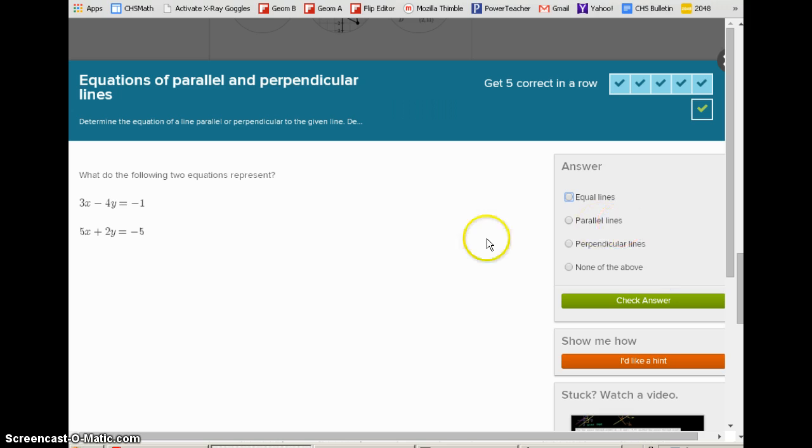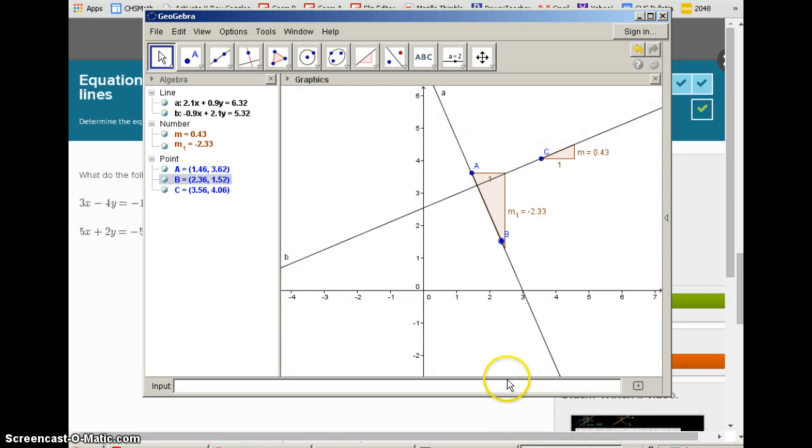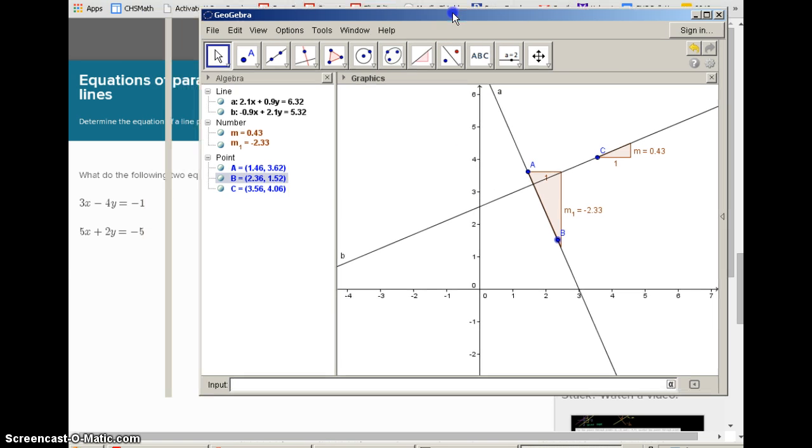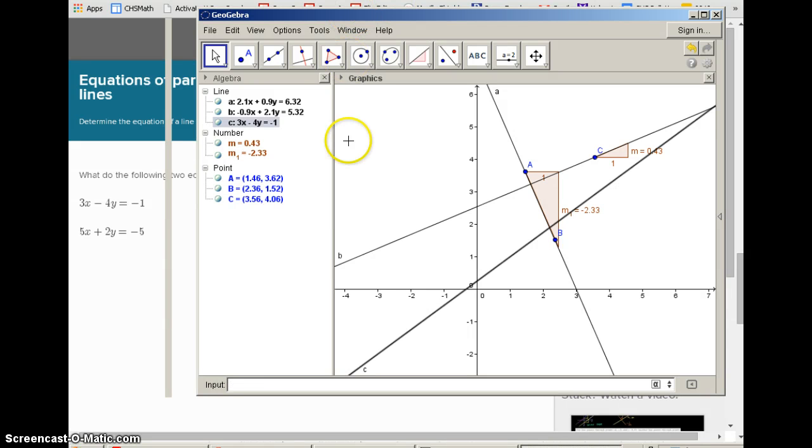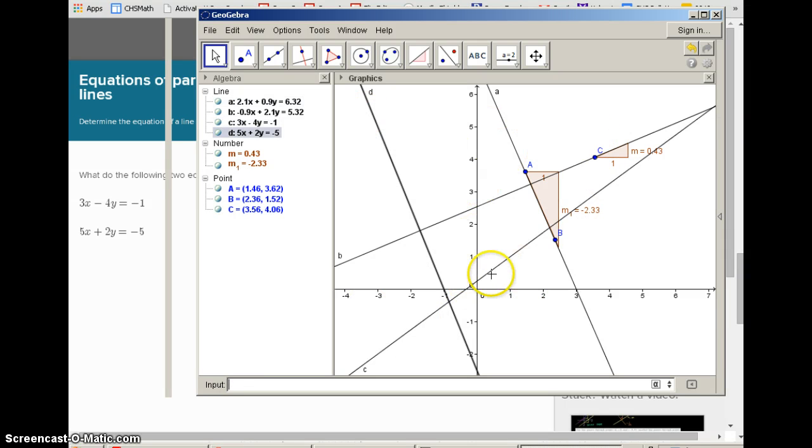Let's go to the next one. So now it says, what do the following two equations represent? Of course, we have a couple of ways. And now, when I'm almost out of time, we'll have to enter these quickly. Let's put it into GeoGebra. So I can put in 3x minus 4y equals -1, and I'll get that line. Then I'll put in the next line, 5x plus 2y equals -5. I hit enter, and now I've got the first line and the second line.